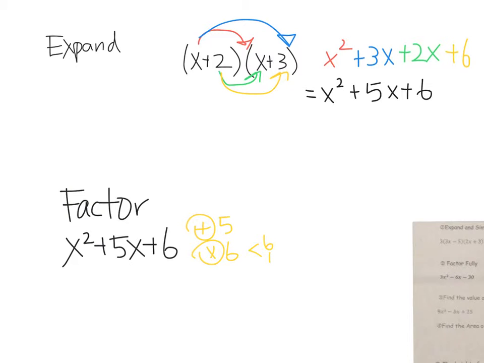So then let's try 2 times 3. And of course, if I multiply 2 times 3, I get 6, and if I add 2 plus 3, I get 5. So that would be the right answer. Then I ask myself, what gives me x squared here? Well, that's only going to be x times x. And then I use those other two factors, plus 2 and plus 3, to get the right answer, to get the two factors of x squared plus 5x plus 6.